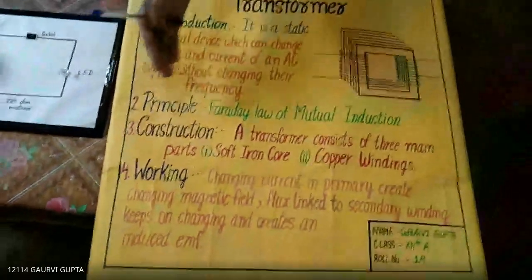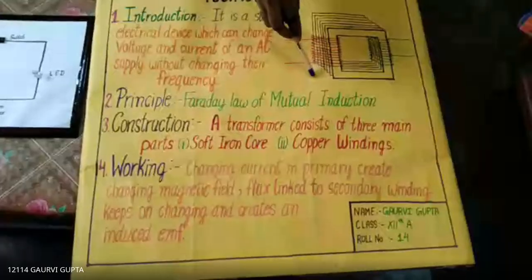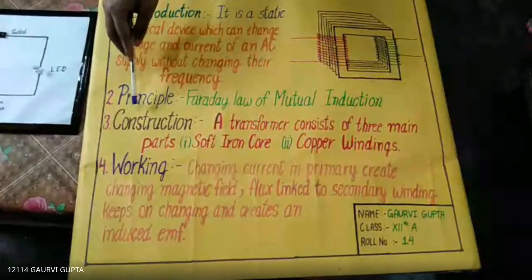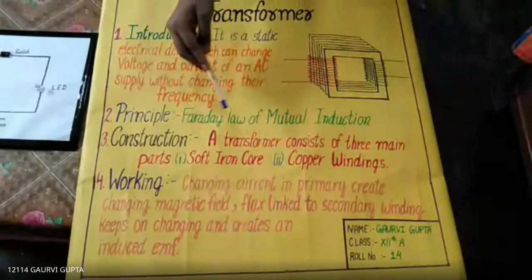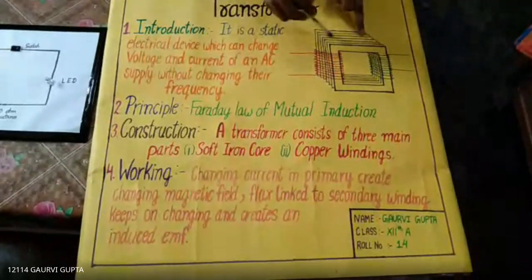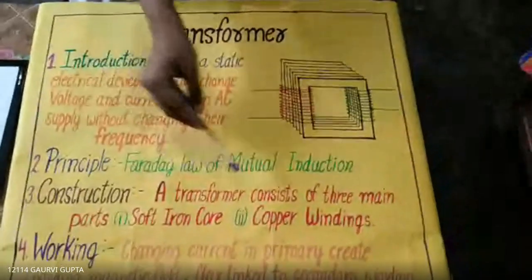So what is the principle behind this? The principle is Faraday's law of mutual induction. And what is the construction? A transformer consists of three main parts: the soft iron core, which is that black part, and the copper winding.